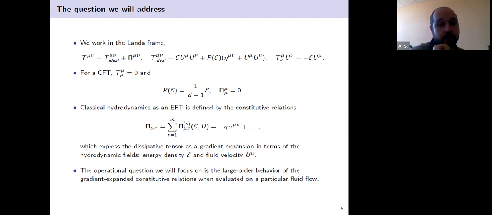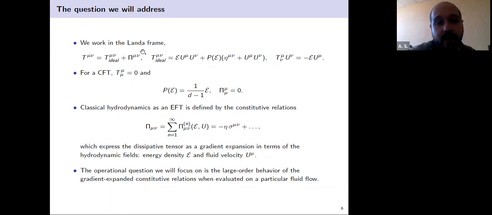Just to be completely clear from the very beginning, I'm going to state now the specific question that we are going to be addressing in this talk. We are going to work in the Landau frame, and we are going to decompose the energy momentum tensor into a perfect fluid piece, which is expressed in terms of the energy density and the fluid velocity in the standard way, and a non-perfect fluid one.